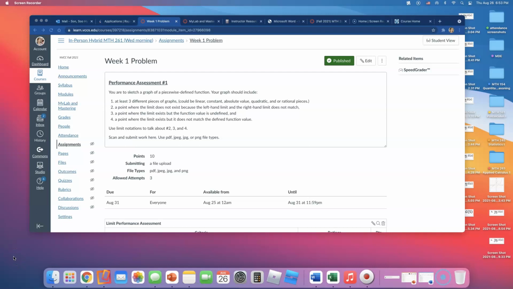So in this short video, I'll go over maybe how to get started on this week one problem. I'm going to ask you to be creative and come up with a sketch of a graph, a piecewise function. I'll do one example, but I want you to come up with your own. Let me just start from scratch, okay? I'll go ahead and share my screen with you.